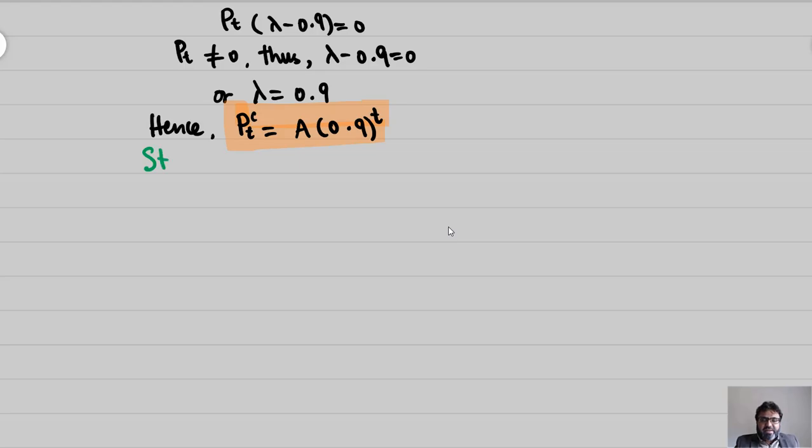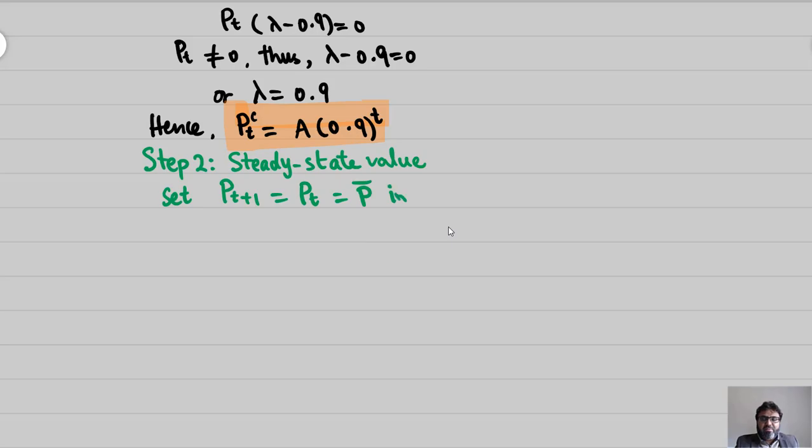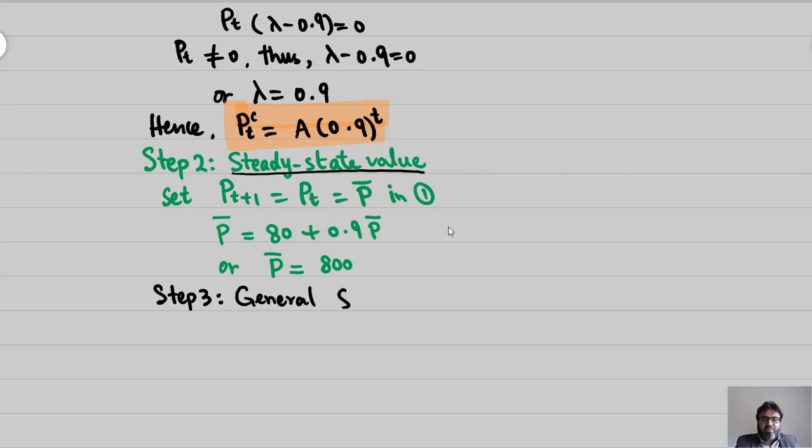Now we find the steady state. In step 2, we will equate p_{t+1} with p_t equals some stationary value p bar in our main equation 1, and therefore it will give us the equilibrium value of p as 800. The third step is to combine the steady state solution and the complementary solution. So we take the sum of complementary and steady state solution to get the general solution as 800 plus A times 0.9 raised to the power t.